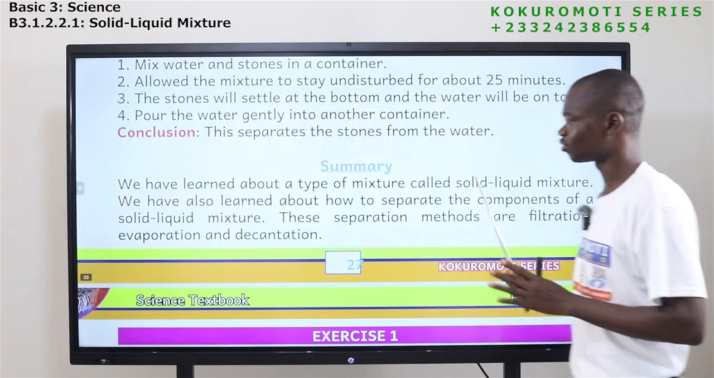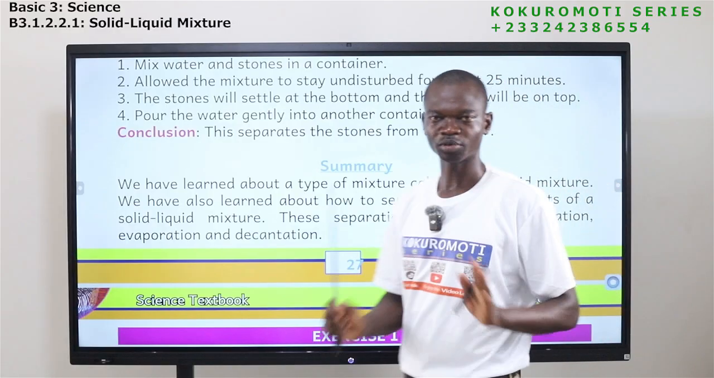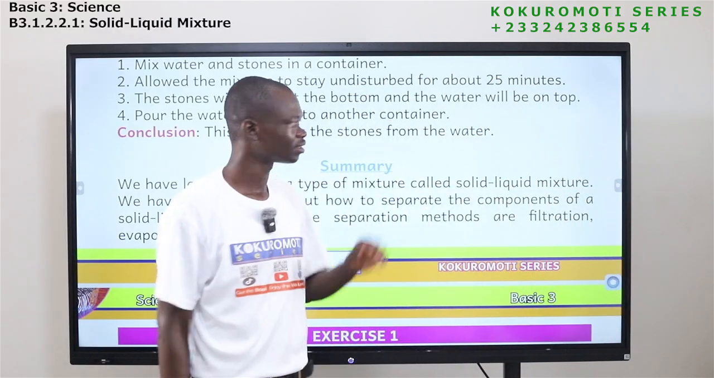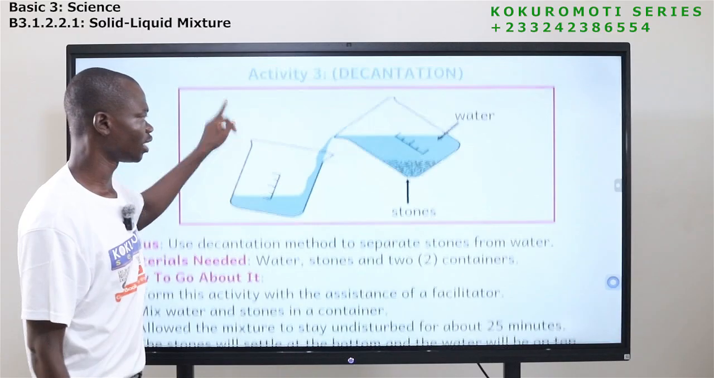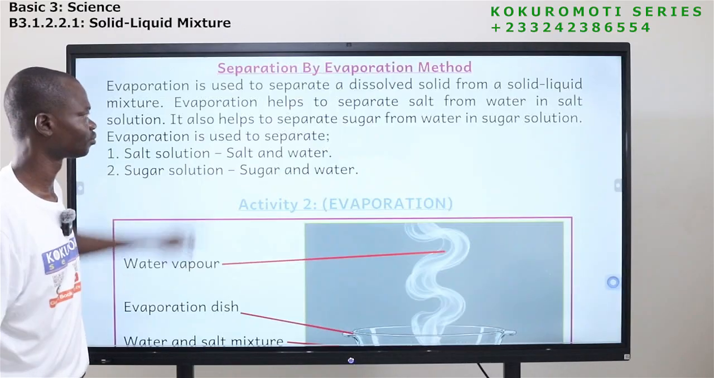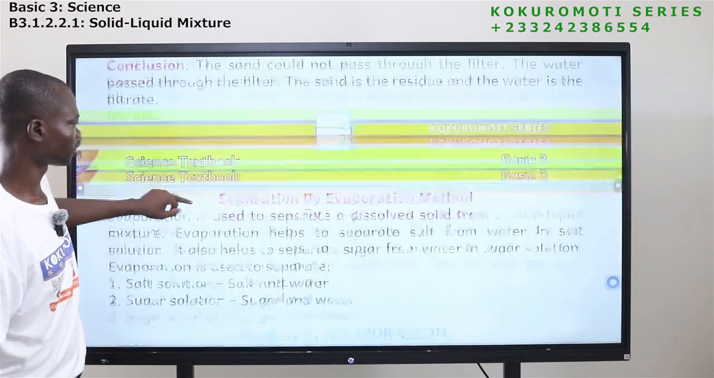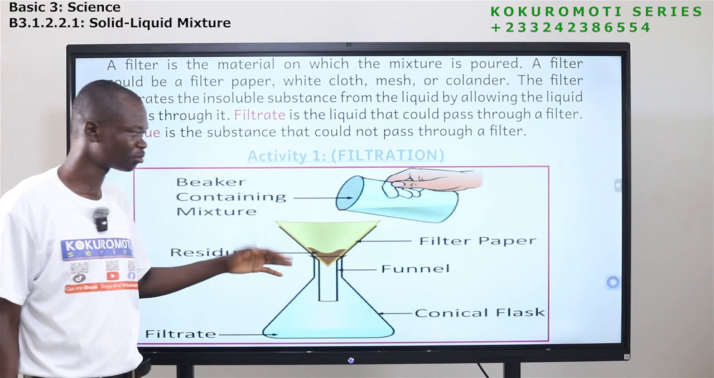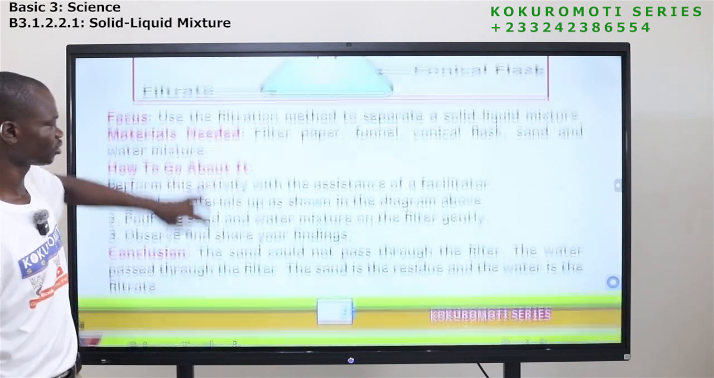We are coming to the end of the lesson, but before that, I promise you that we will perform an experiment. Let's go and look at the experiment. We are looking at 3 ways or methods that we can use to separate mixture. The first one, we talk of filtration. So we perform an experiment for filtration.